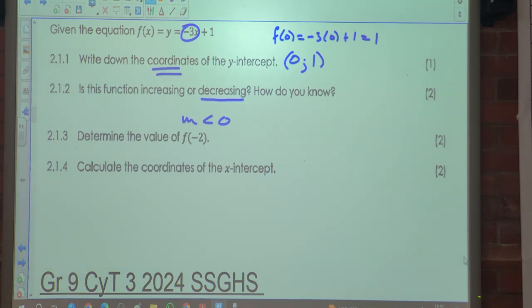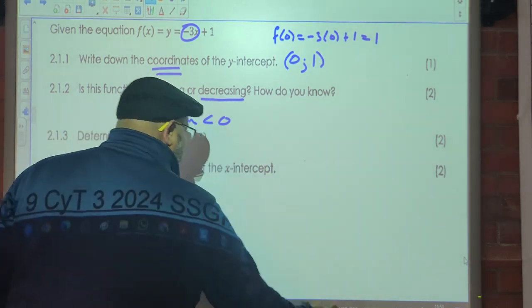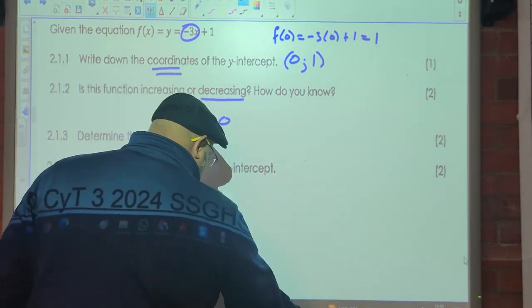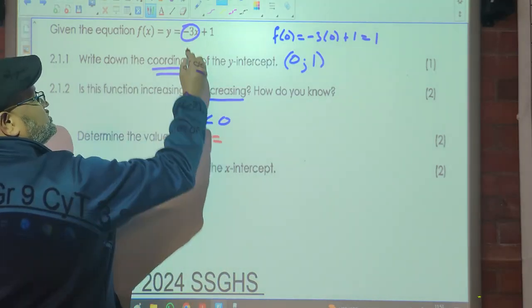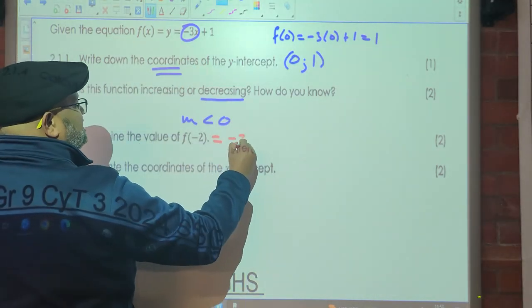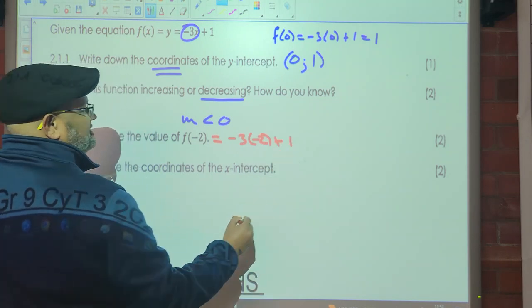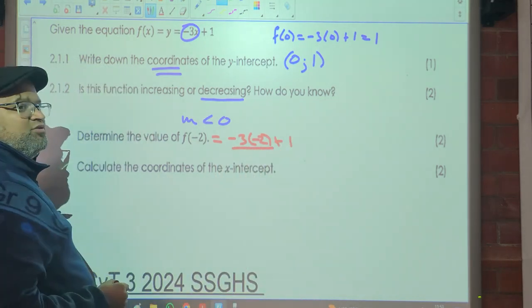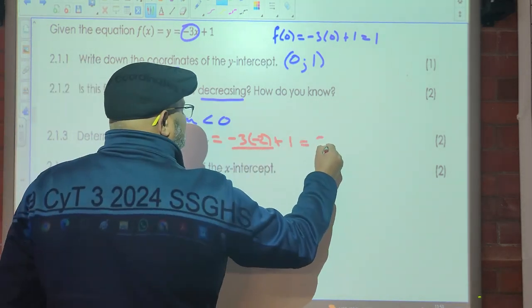Determine the value of f of minus 2. So what does that mean? If I say x I put a minus 2. So f of minus 2 is equal to negative 3 times negative 2 plus 1. What's negative 3 times negative 2? 6 plus 1? 7.